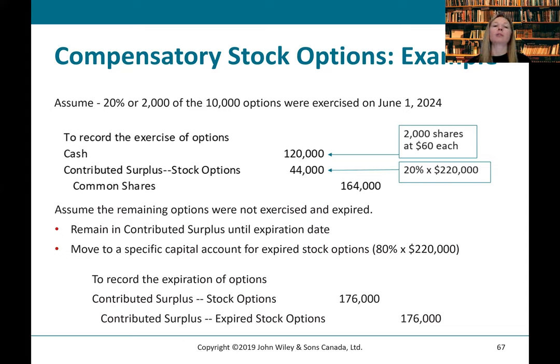Assume the remaining options were not exercised and expired. So what happens is we leave it in contributed surplus until it expires. When it expires, then we are going to move it into another contributed surplus account. We're simply reclassing it. We had it in an account called stock options. We're just going to move it into an account called expired stock options. Simply a classification within contributed surplus.